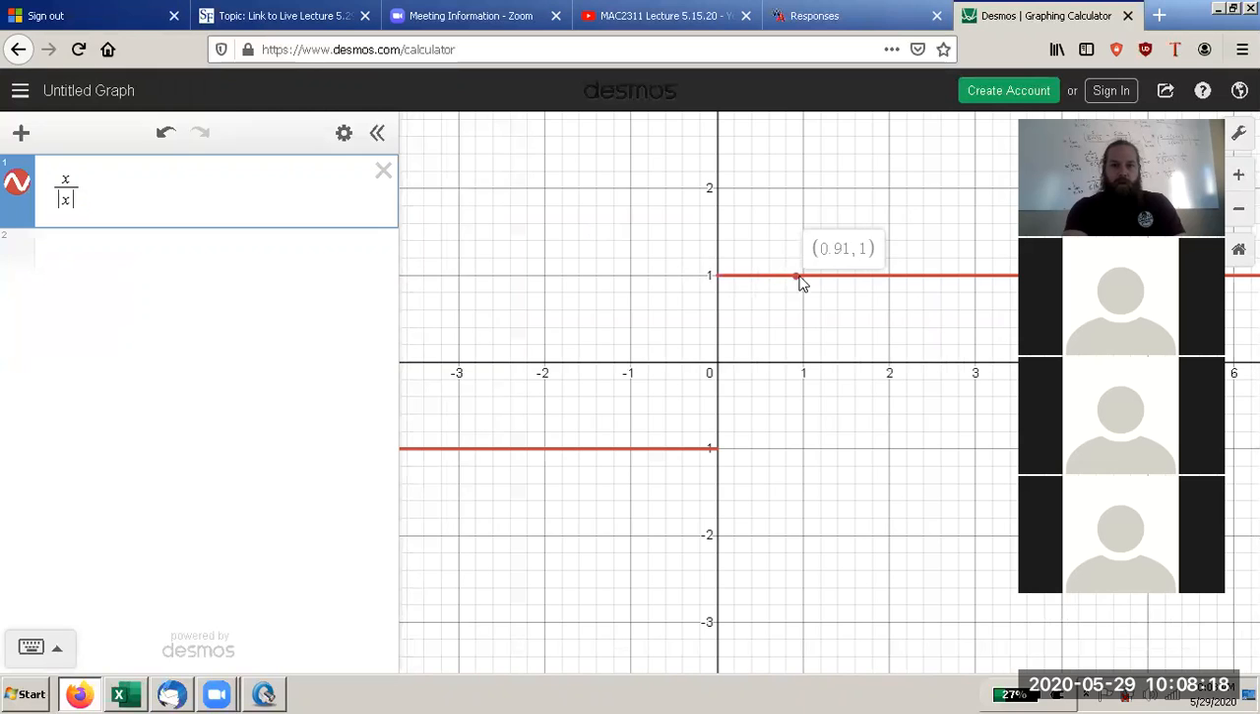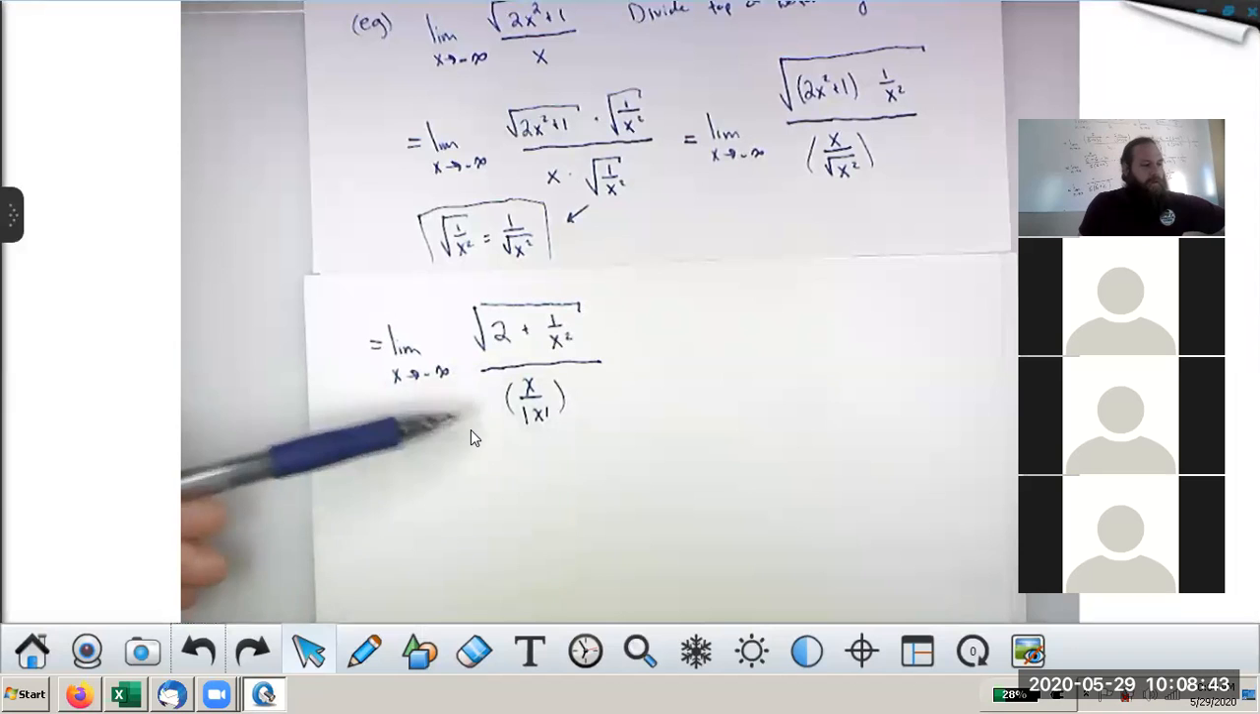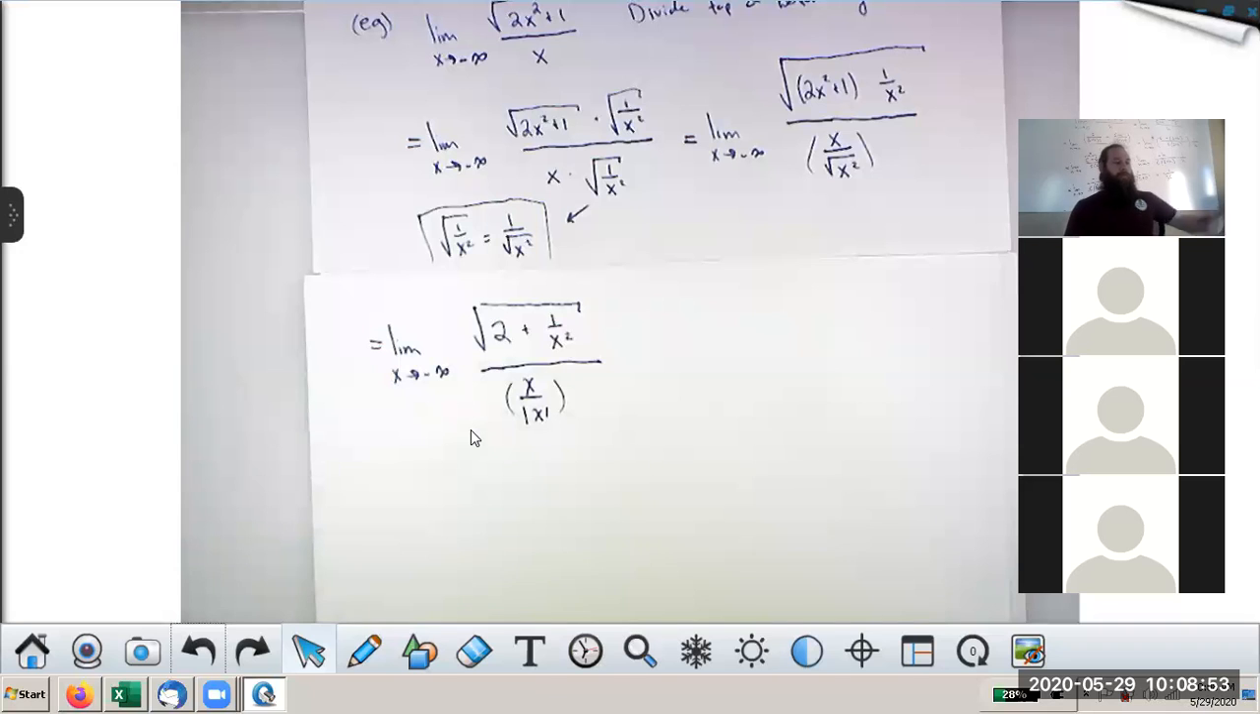So if I plug in x equals 1, it spits out 1. If I plug in x equals 2, it spits out 1. If I plug in x equals 3, it spits out 1. If I plug in x equals any positive number, x over the absolute value of x spits out the number 1. If I plug in any negative number, x over the absolute value of x spits out -1. The denominator here returns the sign of x. So if x is positive, the downstairs here is +1. If x is negative, the downstairs here is -1.